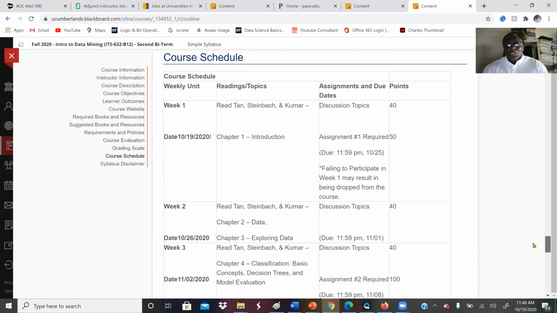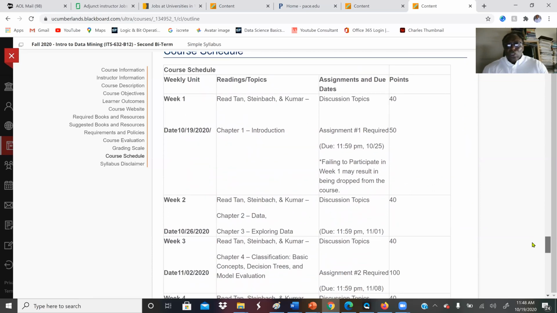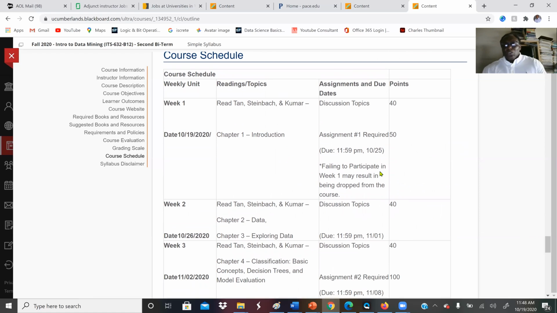So this is our course schedule. Again, I will do my best to follow this course schedule. If any changes come, again, I will let the class know. I will post an announcement about it.